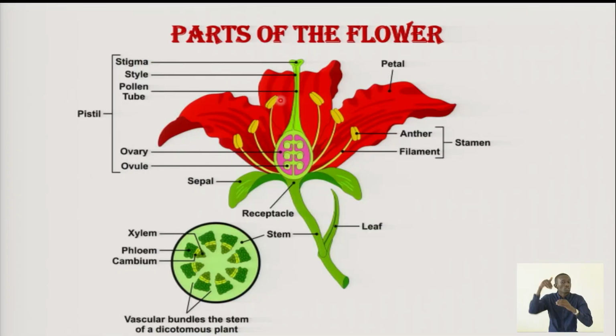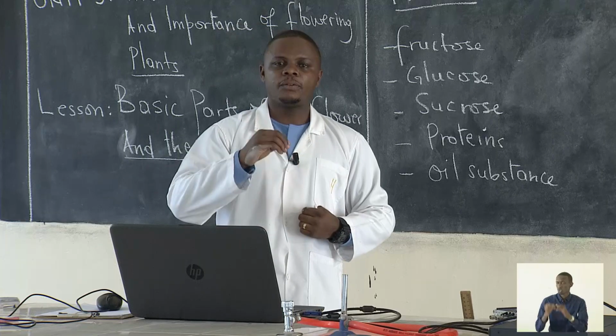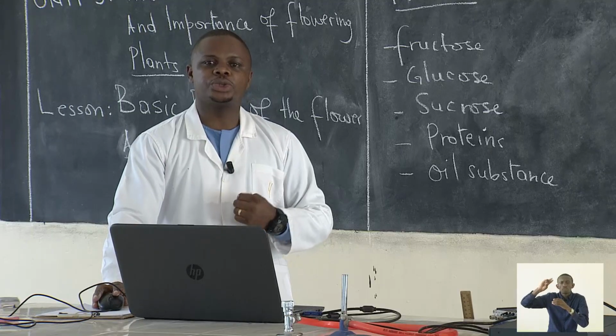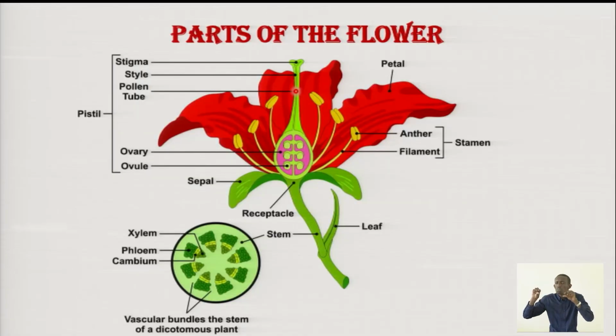Inside the style, we have what we call pollen tube. And we are going to see that when pollen grains fall on the stigma, they are going to be transported by the pollen tube, which is this part, the pollen tube, and go down into the ovary. Then, as you can see, students, this is the ovary. This is the ovary. And inside the ovary, we have ovules. These are the ovules. And these ovules are very important.